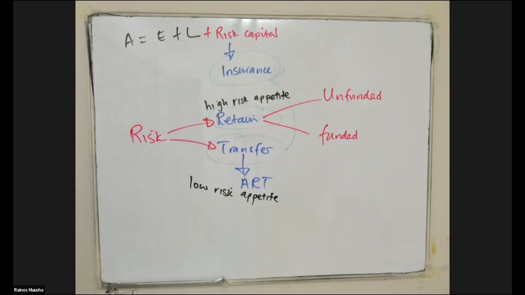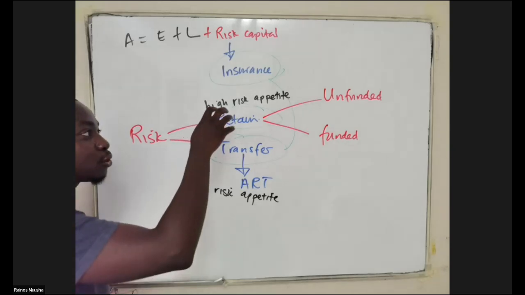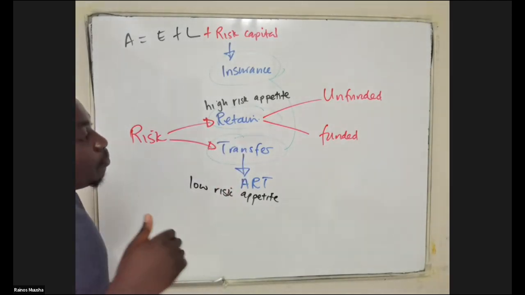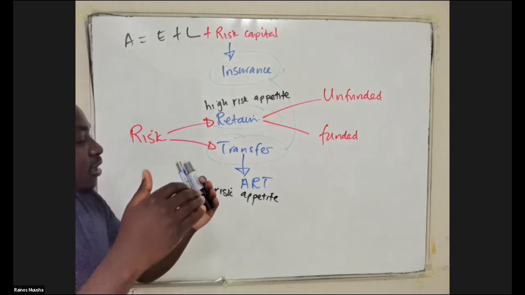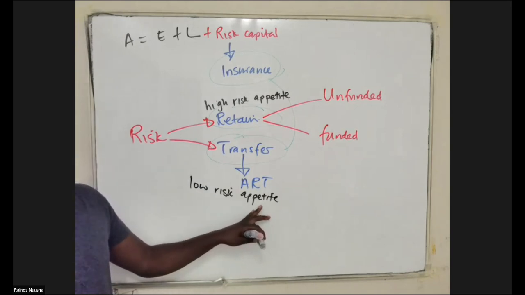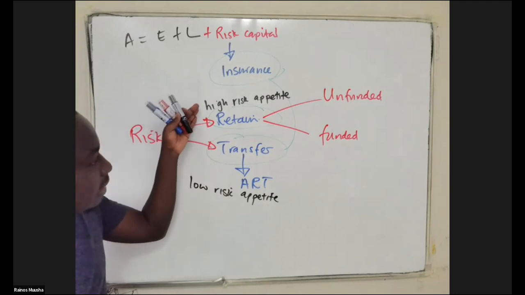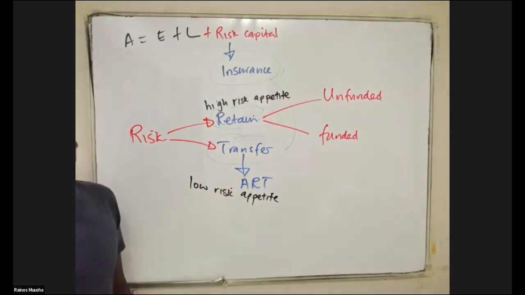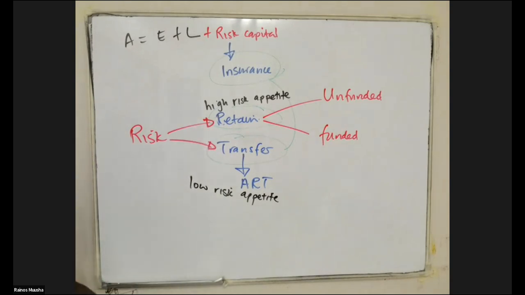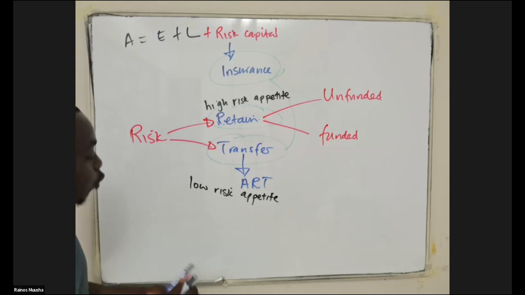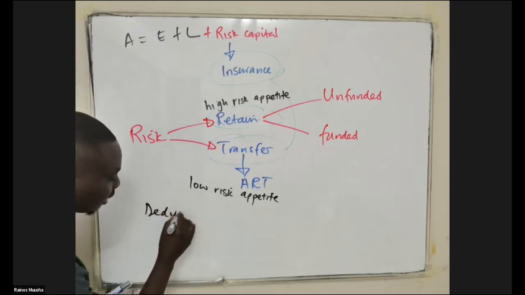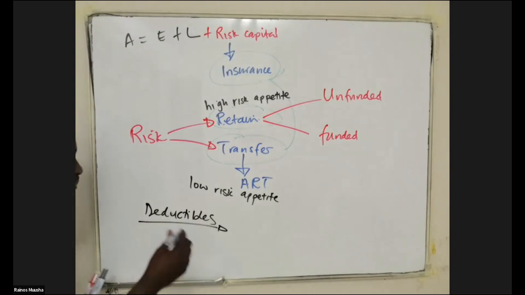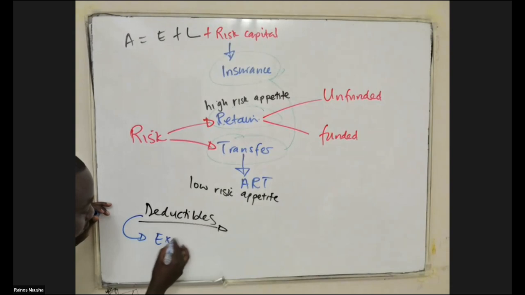Now, there are also cases where you find yourself between risk retention and risk transfer. Instead of being too risk averse, with a low risk appetite, or too risk seeking, with a high risk appetite, you can find yourself somewhere in between, and there are different methods of doing that. For example, the issue of deductibles. Deductibles, from a South African insurance perspective, is basically what we refer to as excess.